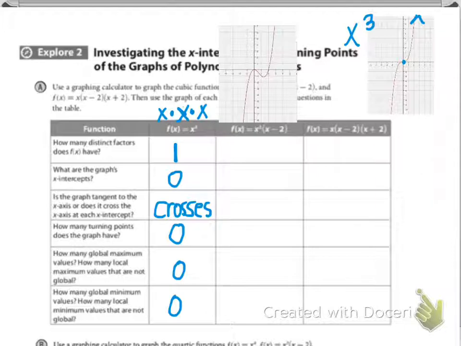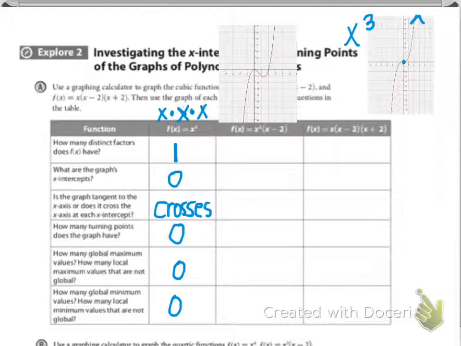If you think about it, you could distribute it through. It would actually be x cubed minus 2x squared. And you'll see that it's got now more bends and turns. Like I said, the more lower degree terms you add on there, the more you're going to get that graph to have more bends and turns and other things going on. But essentially it is still a cubic function. It's just now it's got more things going on.